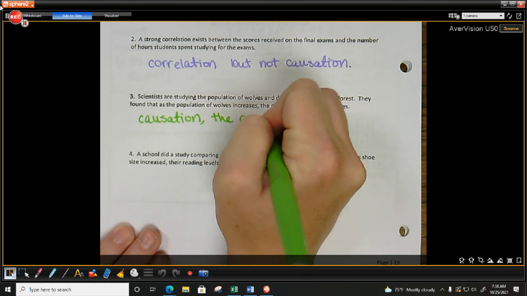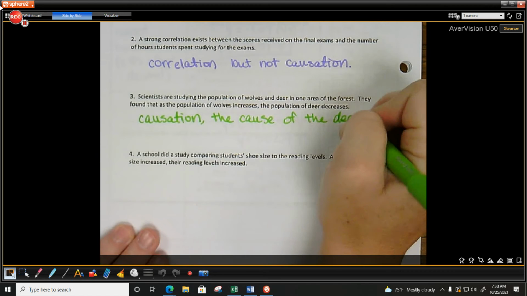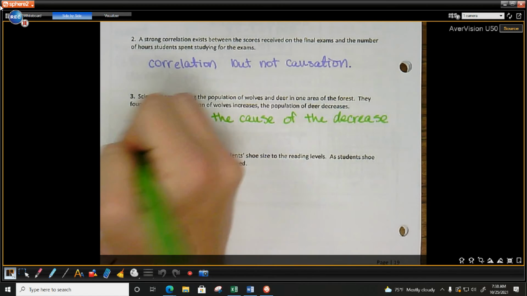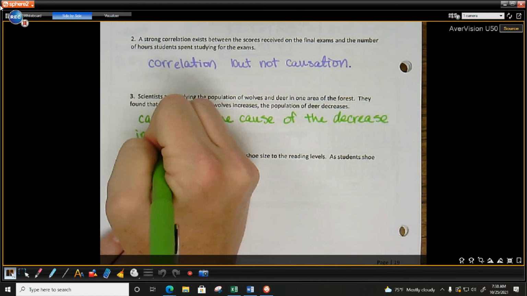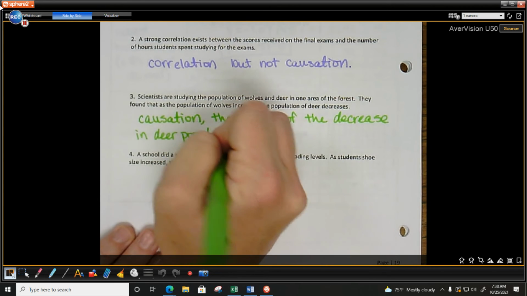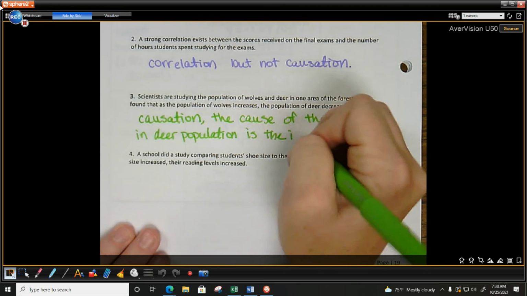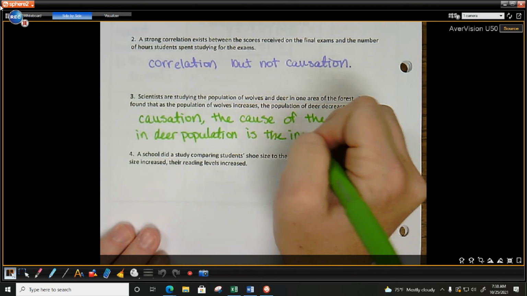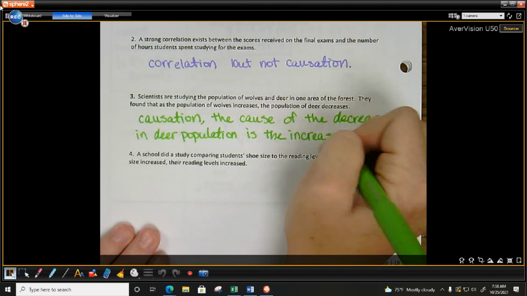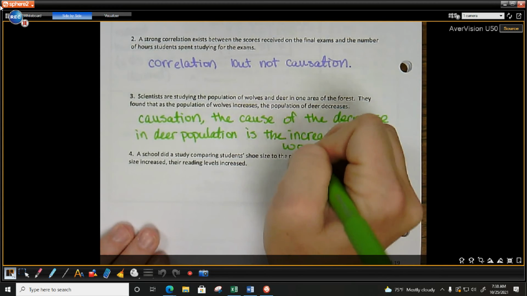The cause of the decrease in deer population is the increase in the wolf population.